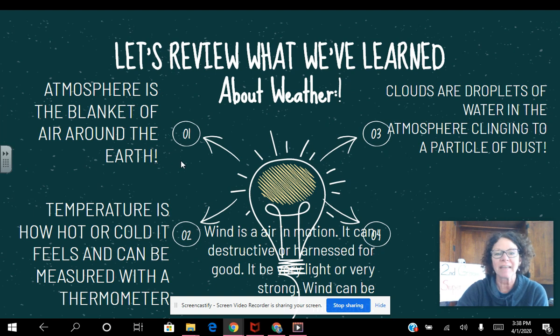Atmosphere is the blanket of air that surrounds the earth. Temperature can be hot or cold, and it's measured with a thermometer. Clouds are droplets of water in the atmosphere clinging to a particle of dust. And we learned cumulus, cotton ball. We learned cirrus, the wispy clouds. We learned the stratus clouds straddle the atmosphere. If you have a big cloudy day, those are the stratus clouds. And the stormy ones are cumulonimbus.